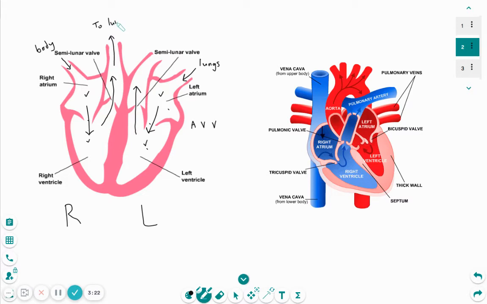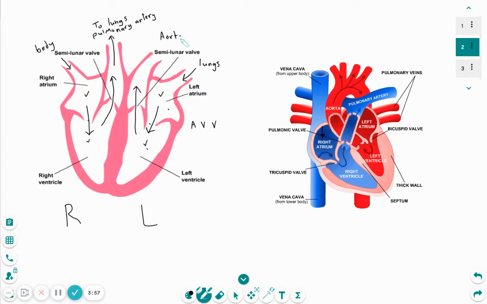So the artery associated with the lungs is called the pulmonary artery. And this is your other artery. It's called the aorta.